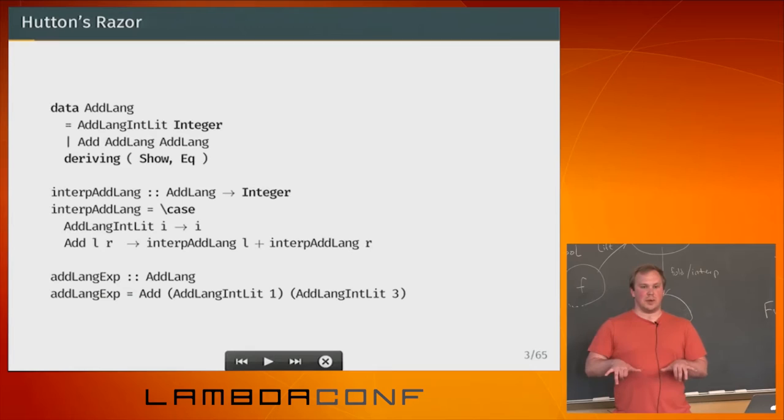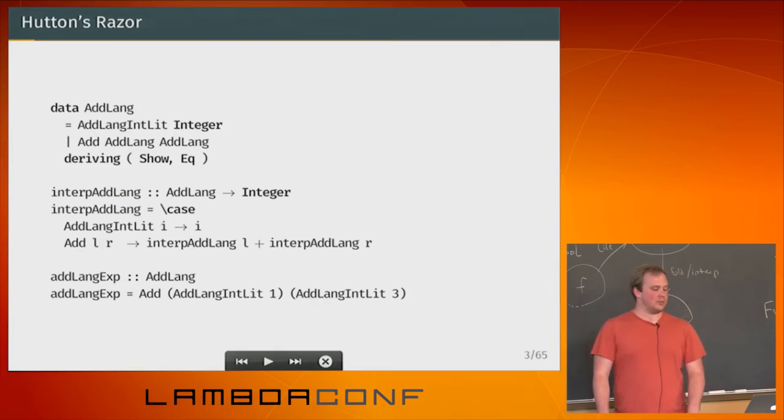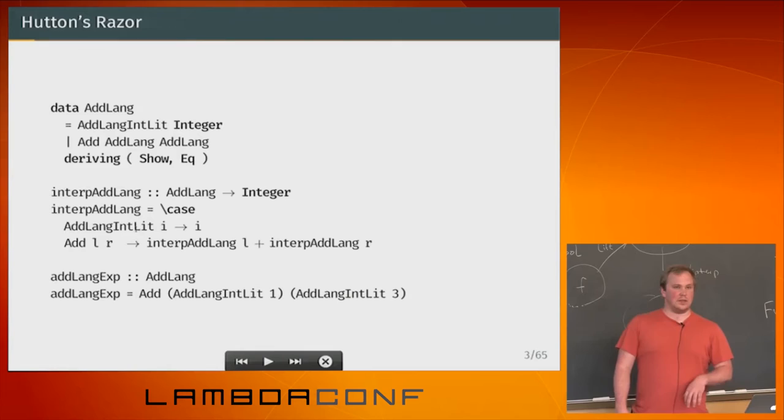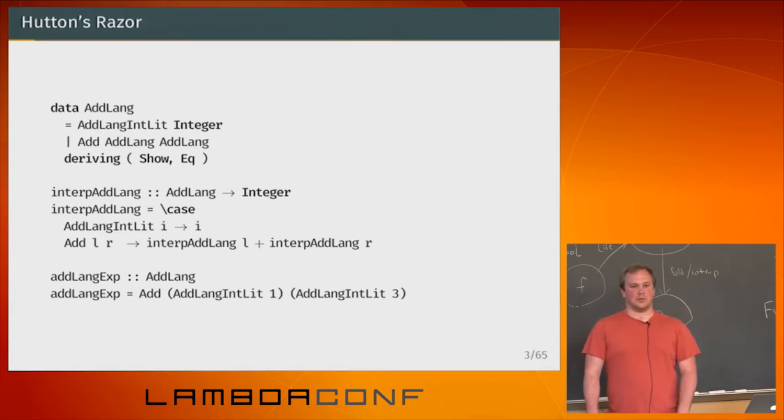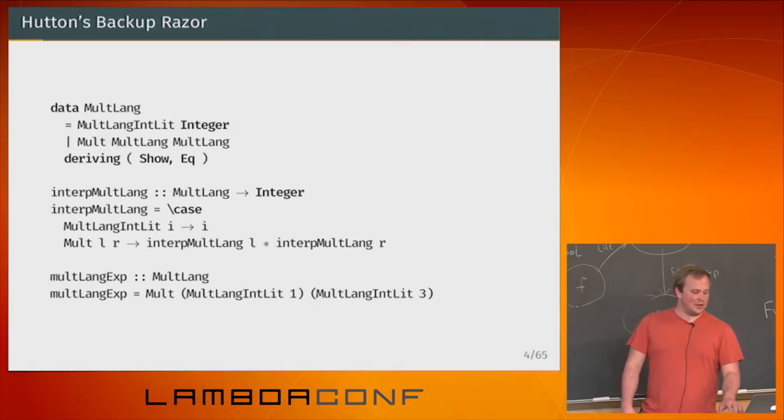We can build an interpreter for the add language. This just takes any value of the add language and turns it into the integer that we believe it should represent, interpreting it as an integer. And to do this, we just have to pull the integer out of the literal constructor if we have one of those. And if we have an adding constructor, then we have to interpret both sides of it to get the integers that those represent and then add them together. Pretty simple. Here's an expression of the add language. Hopefully this is nothing too complicated, especially since you just sat through the last one.